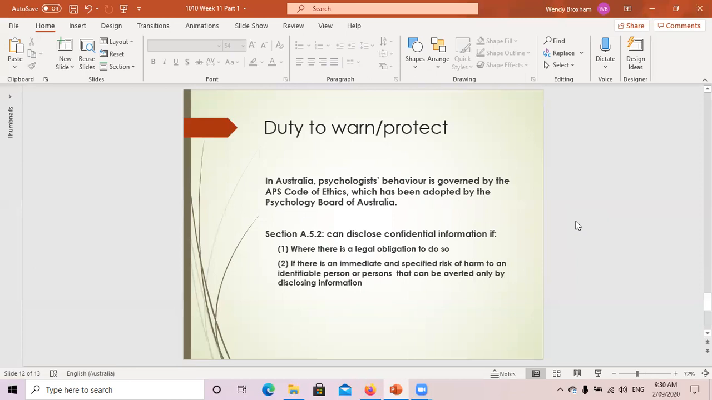So if there is an immediate and specified, so a level of detail of what they are going to do to make it more likely, risk of harm to an identifiable person or persons that can be averted only by disclosing information. So the psychologist would be asking themselves, can I avert this without disclosing, or will it only help this person and the intended victim if I disclose? Very difficult decision making going on here. Criminal psychologists will hear about criminal activity and decisions need to be made by them about disclosure. And it can be quite loose and flexible, and it takes a lot of discretion to decide.